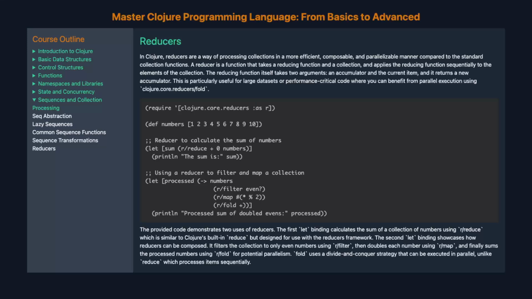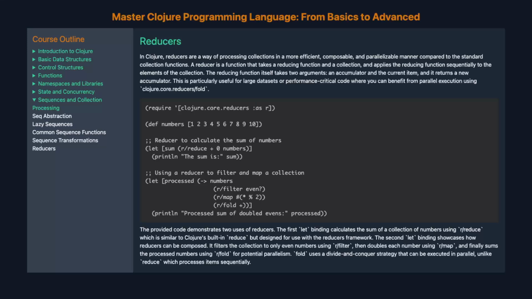This is particularly useful for large datasets or performance-critical code, where you can benefit from parallel execution using clojure.core.reducers/fold. The provided code demonstrates two uses of reducers. The first let binding calculates the sum of a collection of numbers using r/reduce, which is similar to Clojure's built-in reduce, but designed for use with the reducers framework.